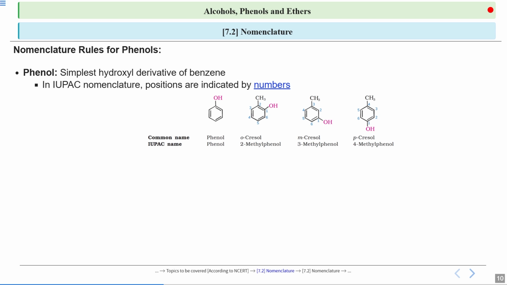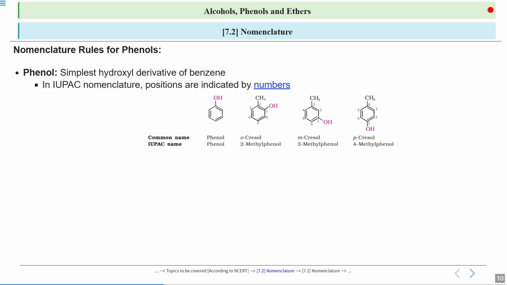In the IUPAC nomenclature, positions are indicated by numbers. You can understand this point by seeing the examples given. The first is phenol. Common name and IUPAC name of this compound will be phenol. Then we have o-cresol, or you can say ortho-cresol. IUPAC name is 2-methylphenol.